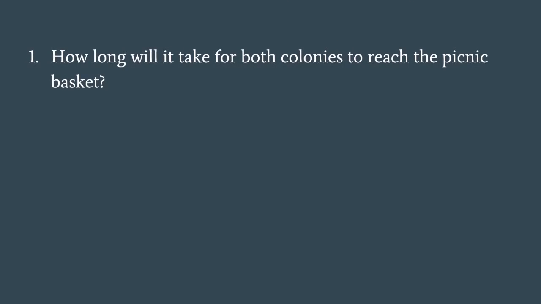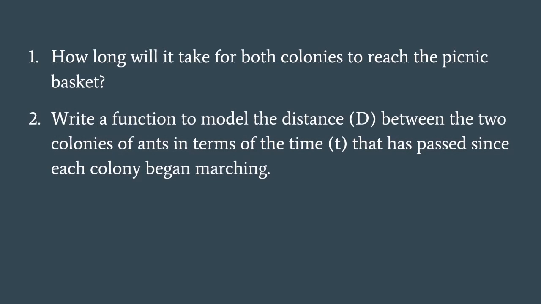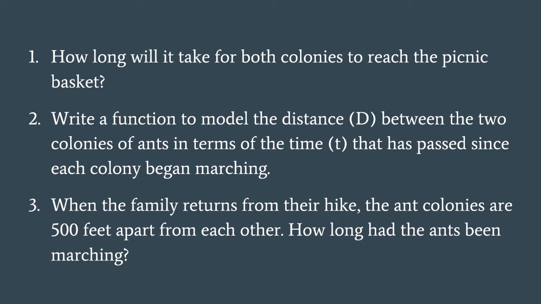What we need to find is: 1. How long will it take for both colonies to reach the picnic basket? 2. Write a function to model the distance, d, between the two colonies of ants in terms of time, t, that has passed since each colony has begun marching. 3. When the family returns from their hike, the ant colonies are 500 feet apart from each other. How long had the ants been marching?